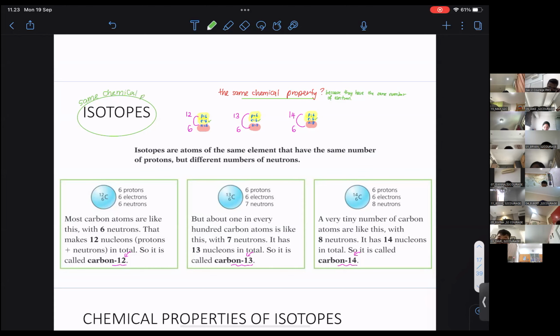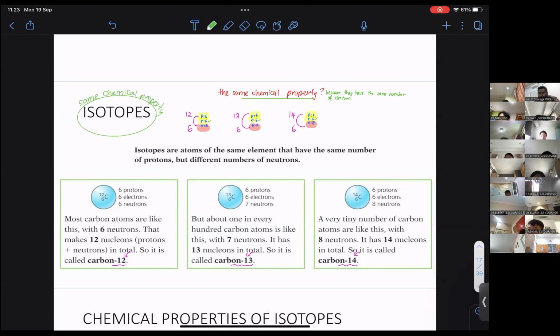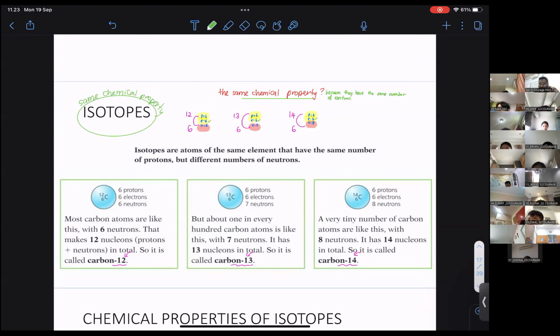Now, if the chemical property is the same, how about physical property? Can you give me some examples of physical property? Let's see, Chris, Michelle, Christabel.